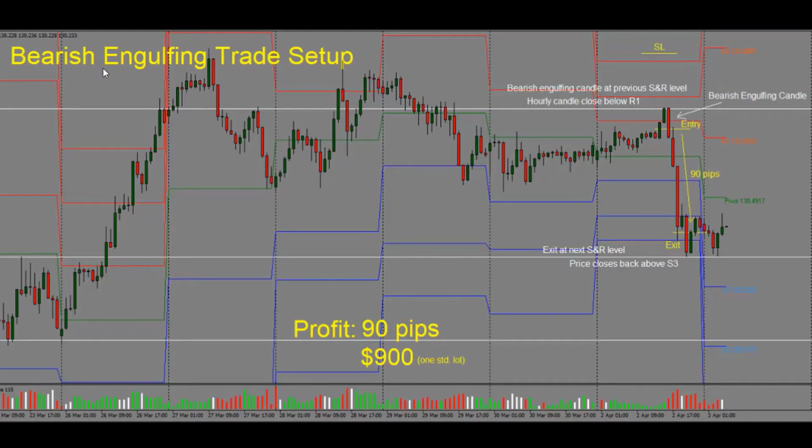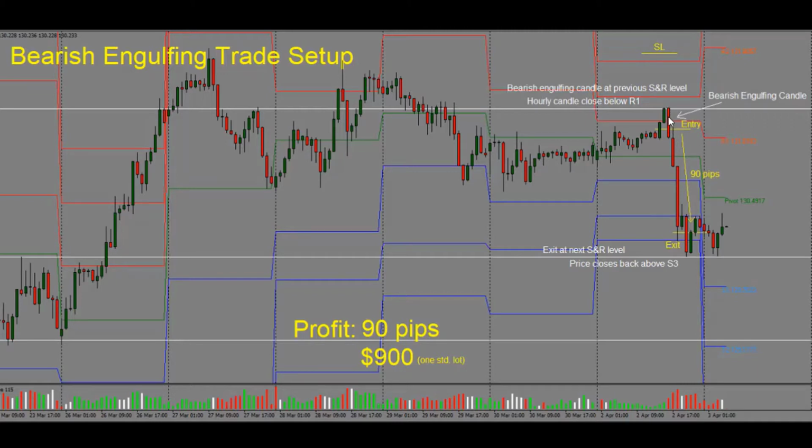Here we are looking at a bearish engulfing trade setup. This is the Euro-Yen 1 hour chart. A bearish engulfing candle is one that takes over or engulfs the previous price action. So this is our bearish engulfing candle. This is a bearish trade setup, which means we're looking for price to move lower after this point.